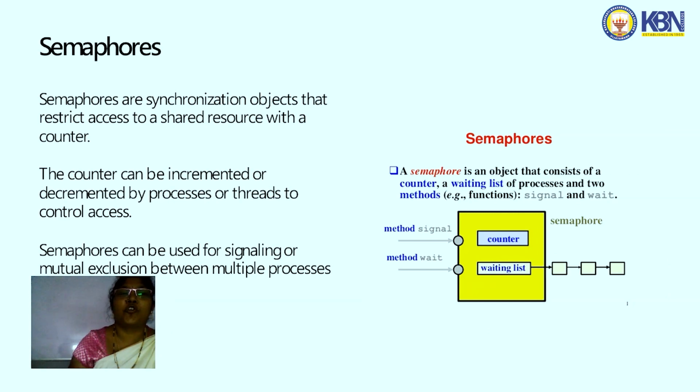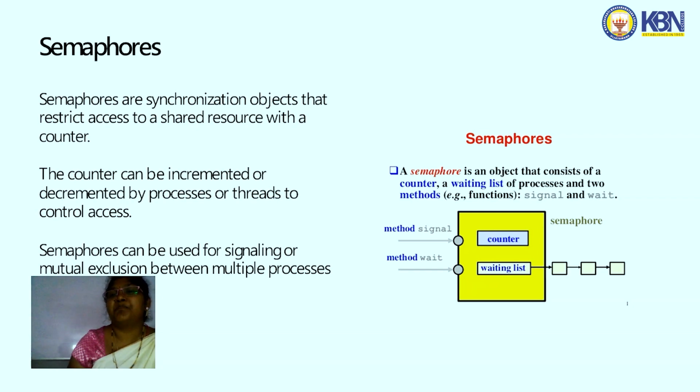Semaphores. One of the important topics here is semaphores. Semaphores are synchronization objects that restrict access to shared resources with a counter. See how the counter can be incremented or decremented by processes or threads to control access. We call it two key operations, increment or decrement, to control the process access. Semaphores can be used for signaling or mutual exclusion between multiple processes.